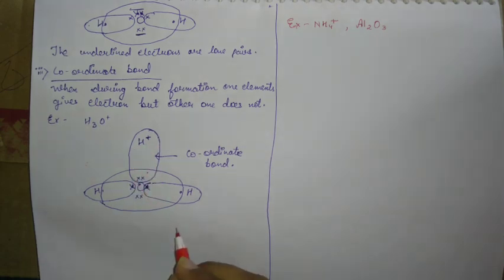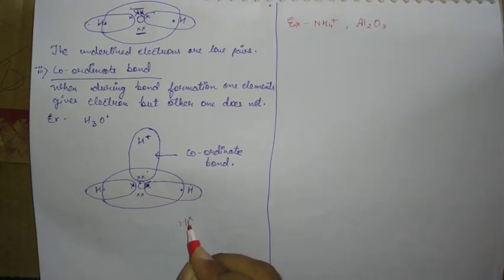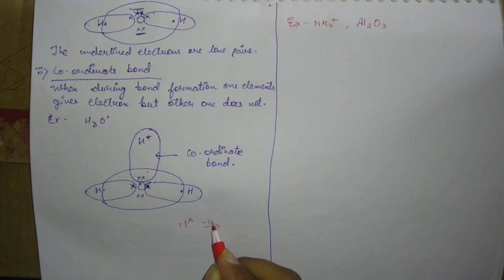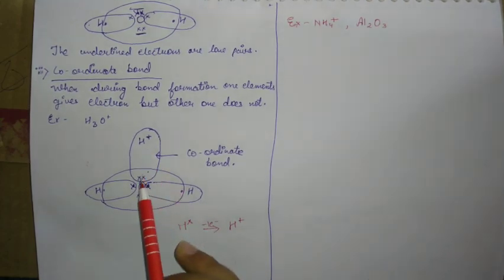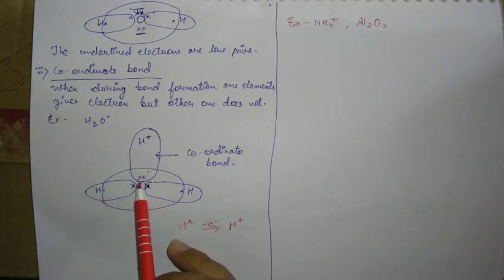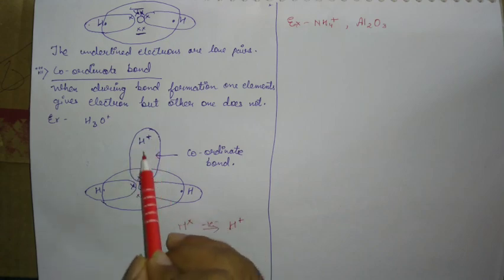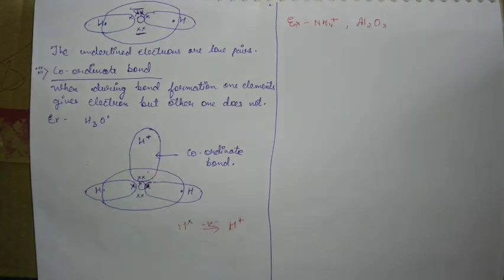H plus means hydrogen, which has 1 electron, loses this electron and forms H plus, that is, with no electron. When this comes, it shares both the electrons of oxygen only, these 2 electrons, and a bond is formed, that is, both of the elements take part in bond formation but the electron is donated by only one. This type of bond is known as coordinate bond. An example is H3O plus and NH4 plus, hydronium ion and ammonium ion.